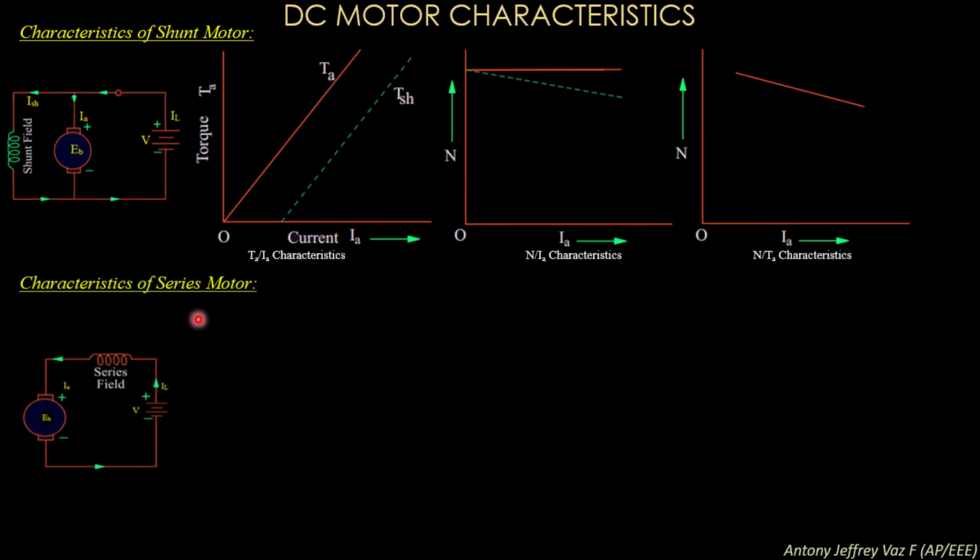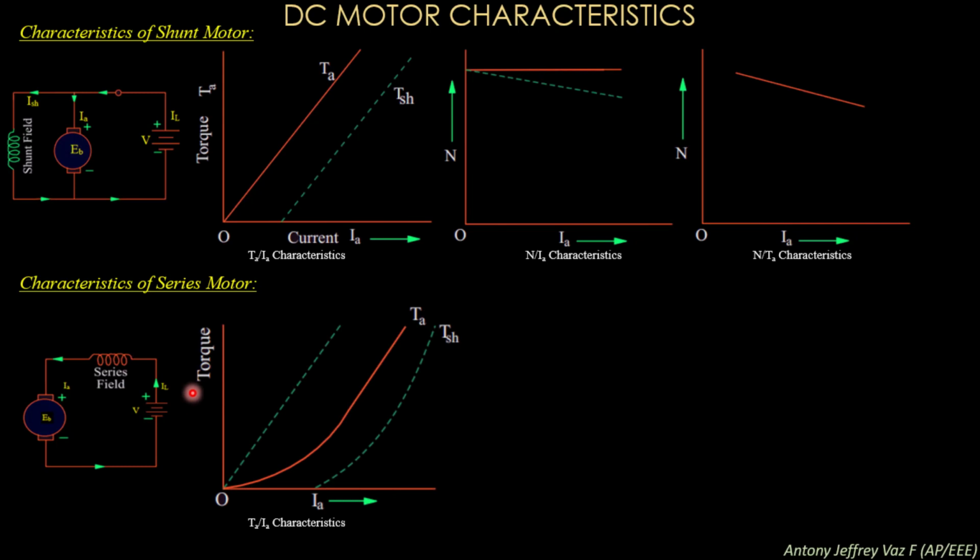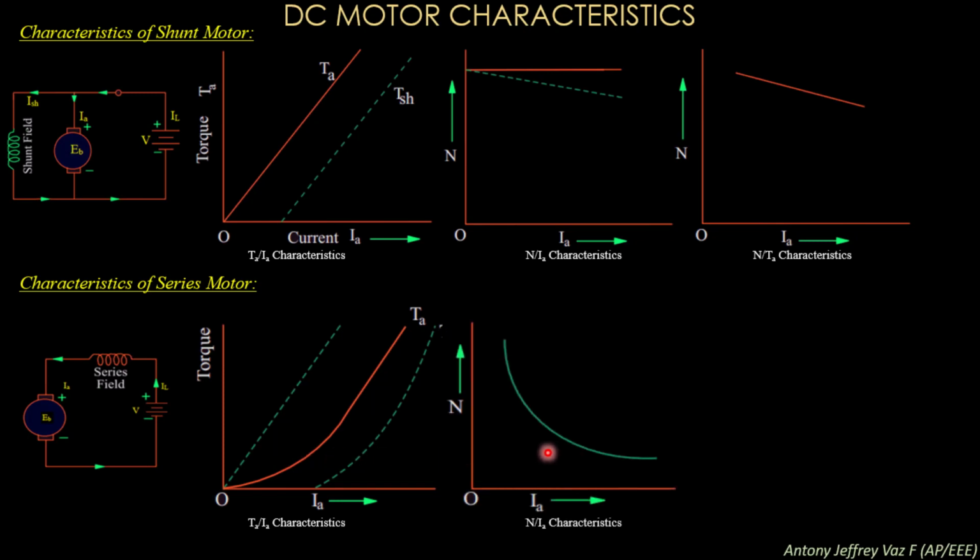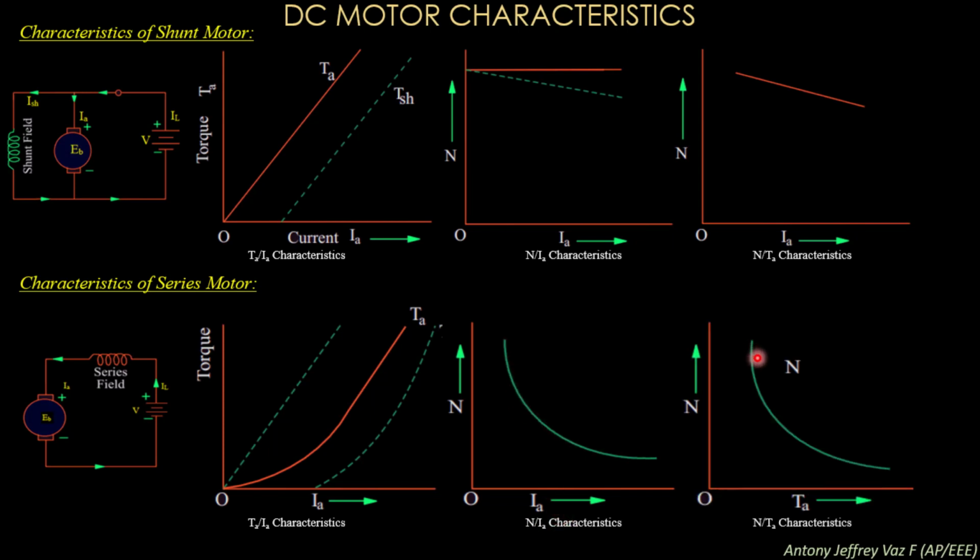Whereas the characteristics of DC series motors are, here this one is the electrical characteristics. Here the current Ia is plotted on the x-axis and the torque on the y-axis. You will get some bend over here and this is the DC series motor. For speed by armature current characteristics, you will get different characteristics like this. This is for the mechanical characteristics. You can see the torque on the x-axis and speed on the y-axis.